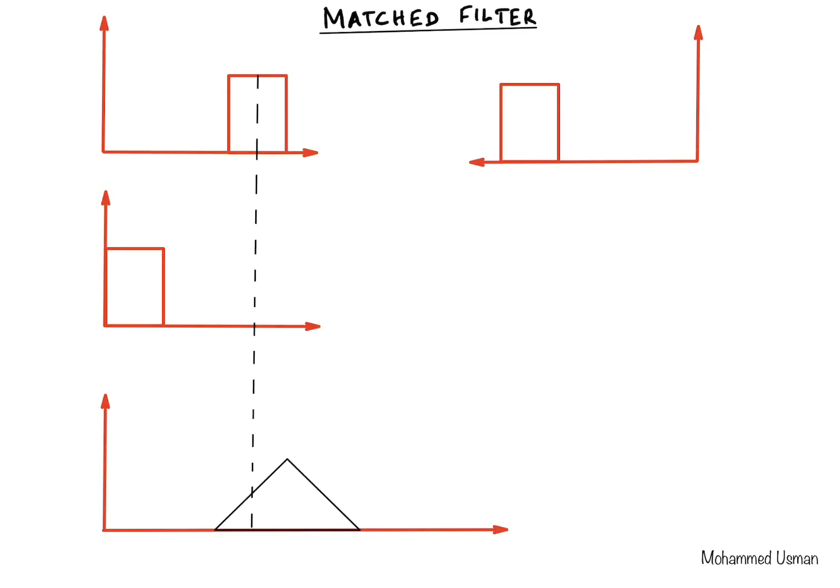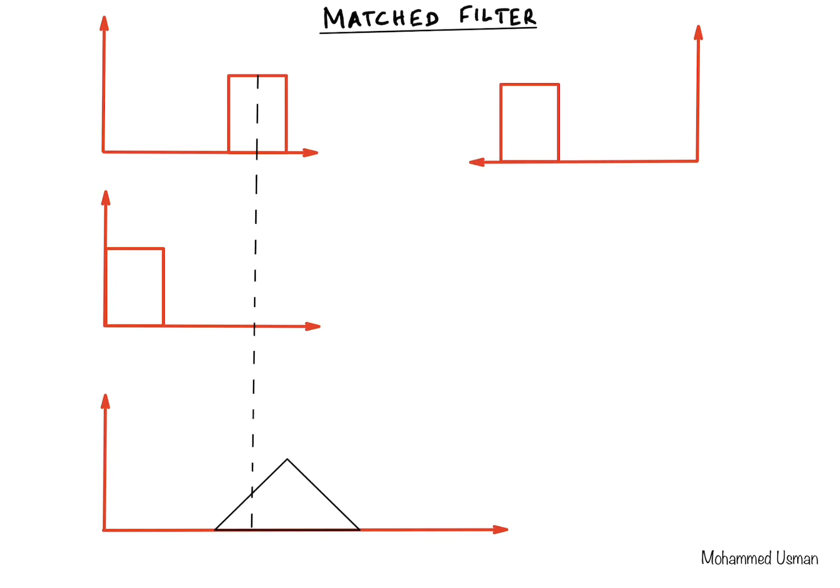The next topic that we're going to discuss is called the matched filter. As the name suggests, the matched filter is basically a receiver filter that is matched to the transmitted pulse. The receiver is trying to receive a pulse that has been transmitted by the transmitter, and the matched filter has its impulse response designed in such a way that it is matched to the incoming pulse that was transmitted by the transmitter.